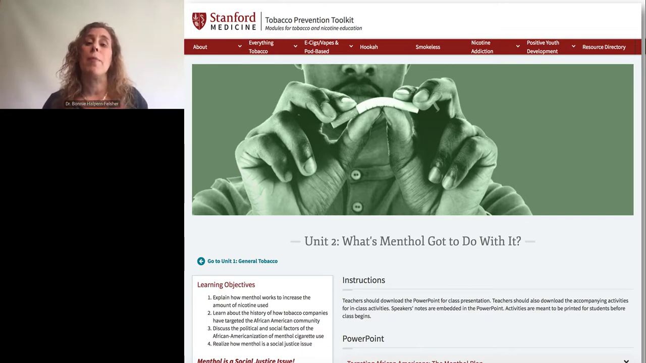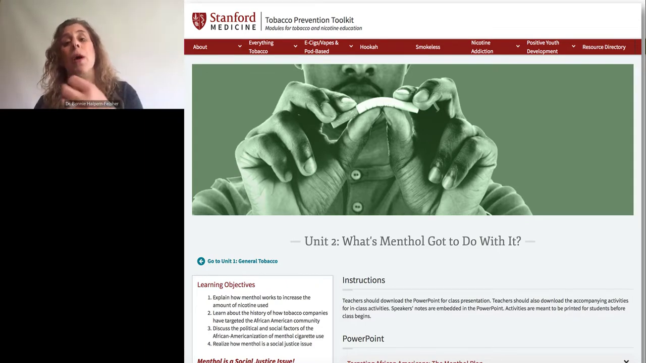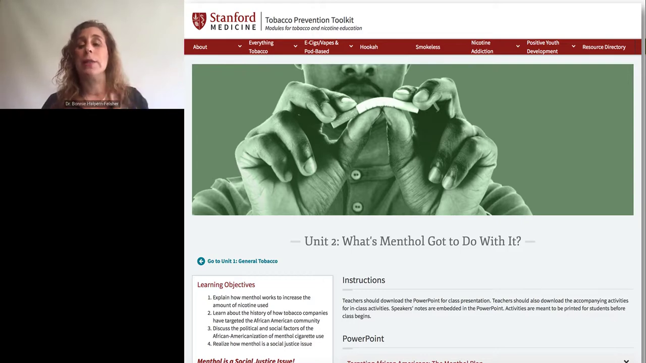So when we're trying to think about Black Lives Matter and diversity, and you want to bring a lesson to that, here's a lesson you could talk about: menthol, and how menthol was really used to attract and hook particularly Black people, but also we know people who are Latino and LGBTQ and others have been really targeted by the tobacco industry using menthol.